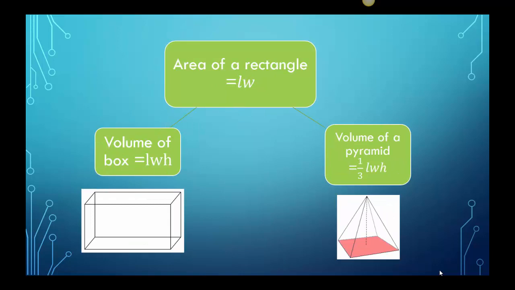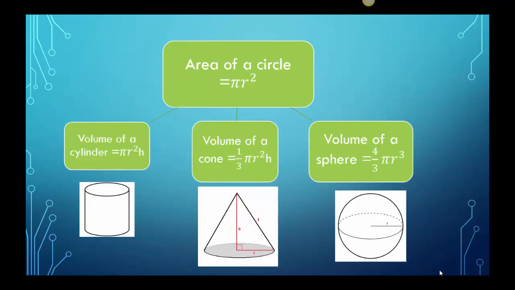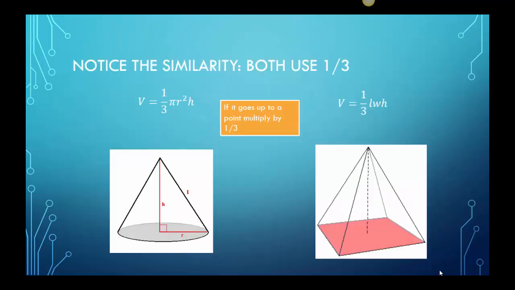But if you go backwards, you can see, when we talked about the area of a rectangle and went to the volume of a box, length, width, height; volume of a pyramid, 1/3 length, width, height, there's heights there. Height with a cylinder, height with a cone, no height with a sphere. So because there's no height, that pi r is now cubed, and it's a 4/3 as a multiplication.